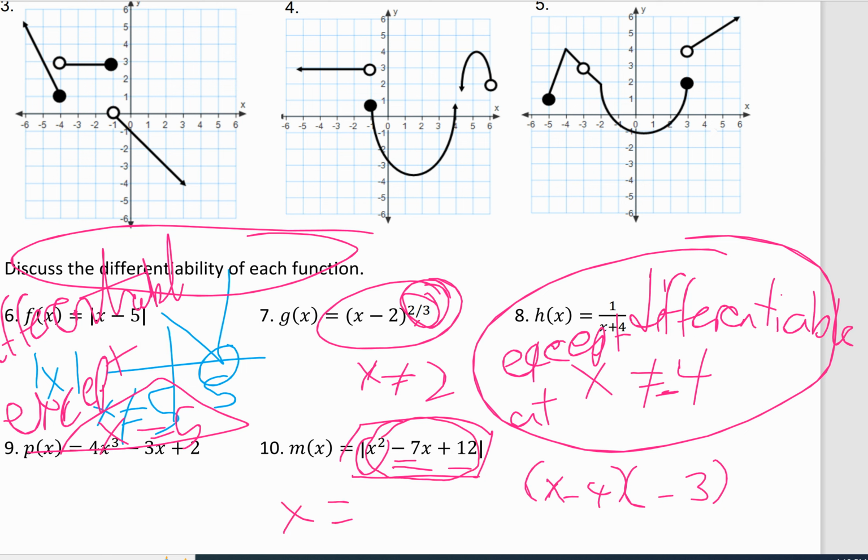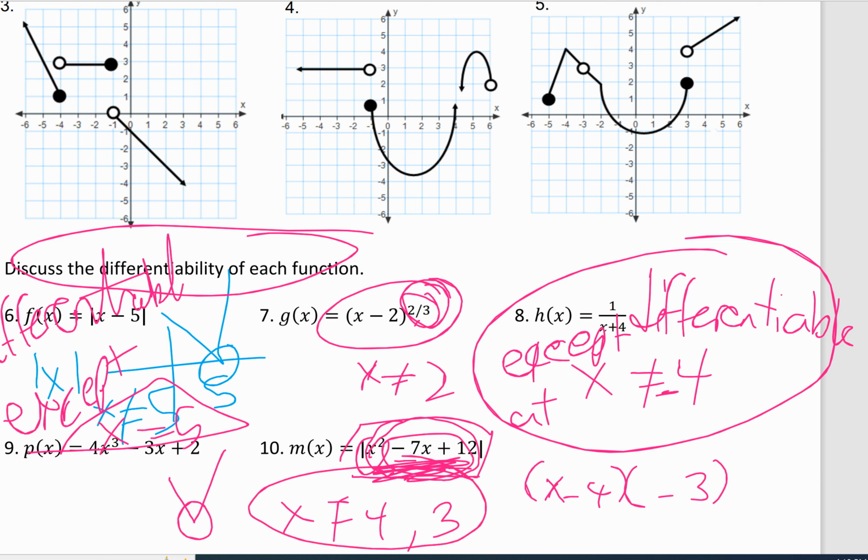The absolute value doesn't care what's going on. It doesn't care about all the drama in here. What it cares about is whatever comes out of that not being 0. If it's 0, the absolute value is continuous, but at that point there's a corner. So x cannot be 4 or 3. Those are the only places.